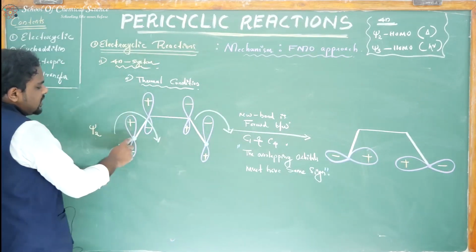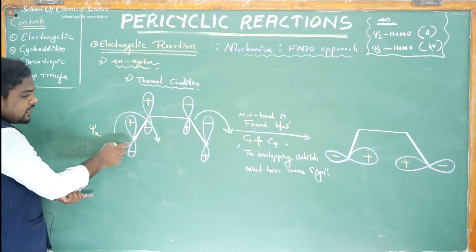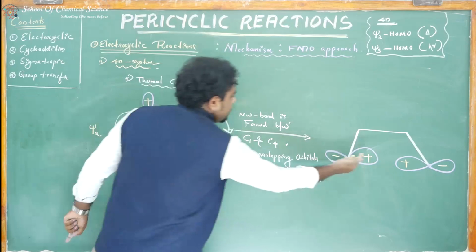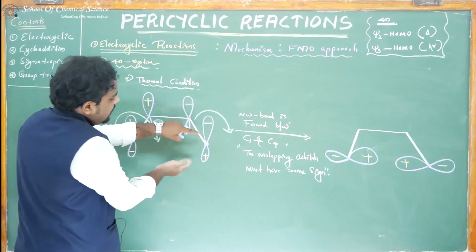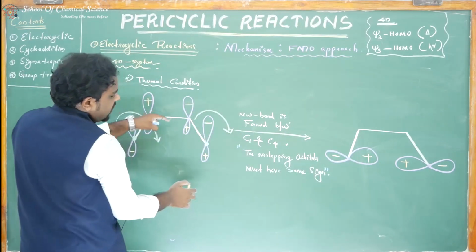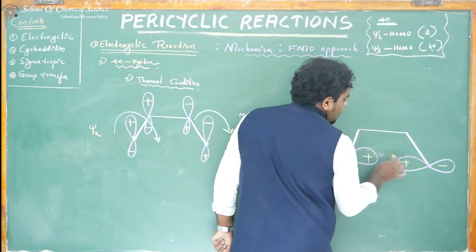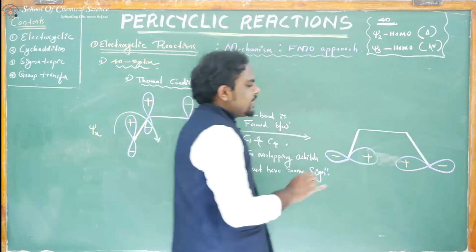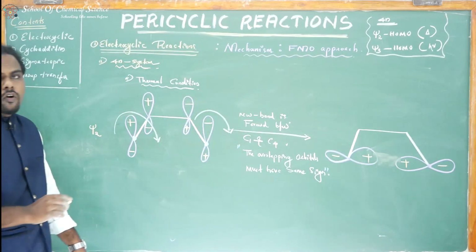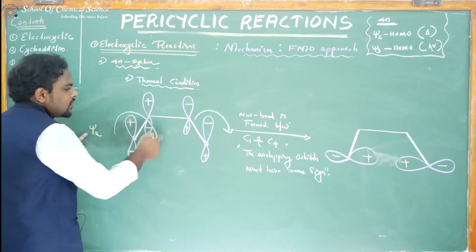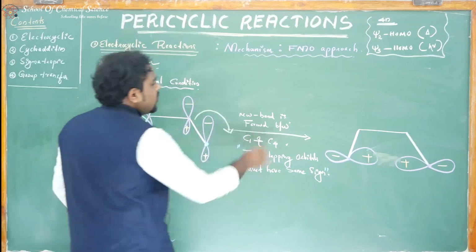First carbon, this is the rotating center. I am rotating the first carbon, that becomes positive, negative. Second carbon also rotating clockwise, positive, negative. So here overlapping takes place. Between these two overlapping takes place and a new bond is formed. So here both rotations are clockwise. First carbon clockwise, second carbon also clockwise.